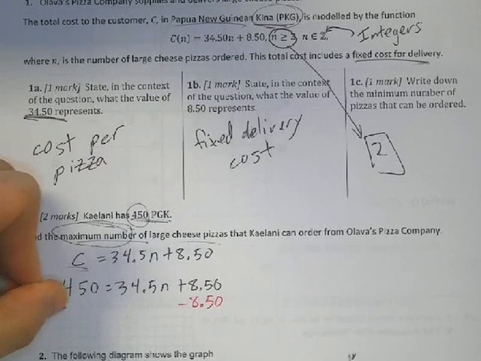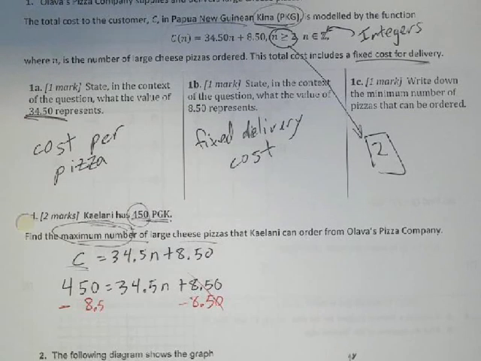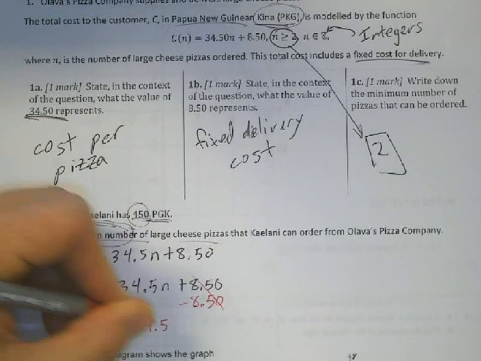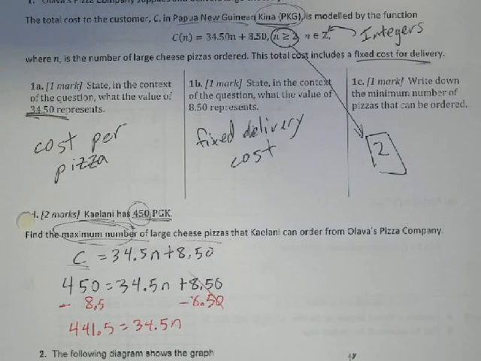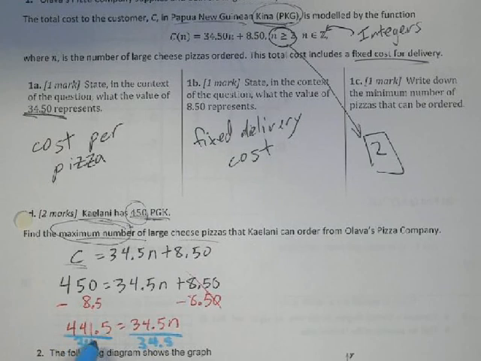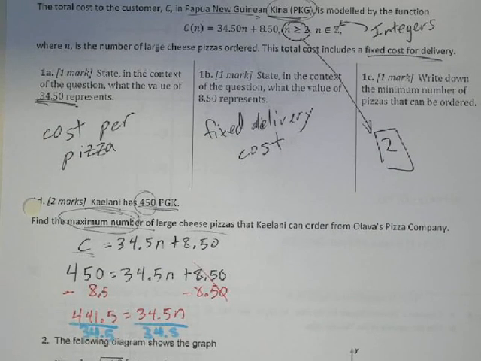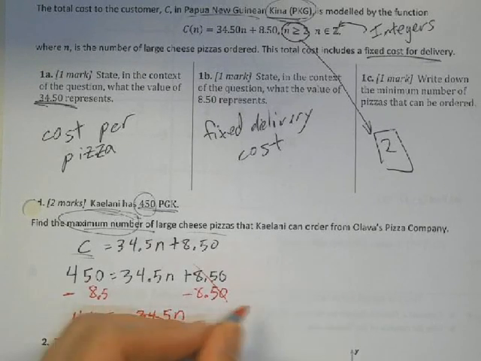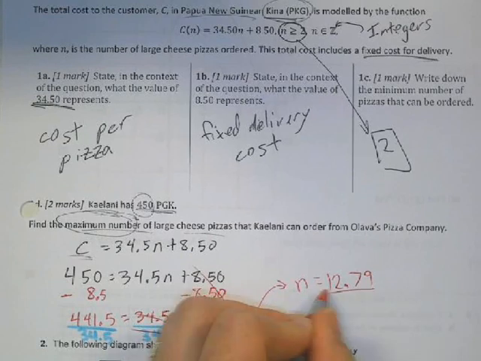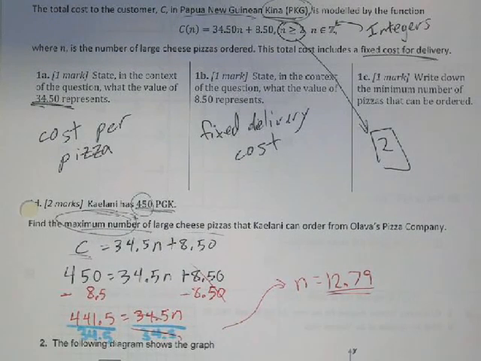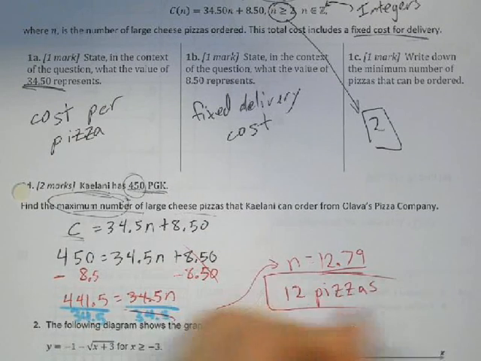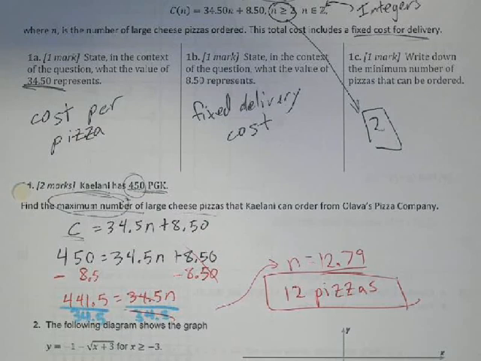Most students got this right, but if you didn't, it's okay. You're learning now, right? And then we get 441.5 equals 34.5n. And then I have to divide both sides of the equation by 34.5. And when I divide both sides of the equation by 34.5, then we get n equals 12.79. Okay, well, you can't buy 0.79 of a pizza, so we can buy 12 pizzas. Okay, because they're not going to let you buy part of a pizza. Okay, that would be very weird.